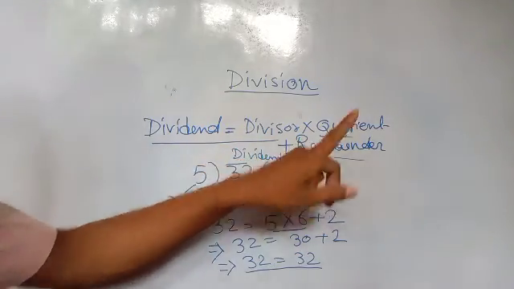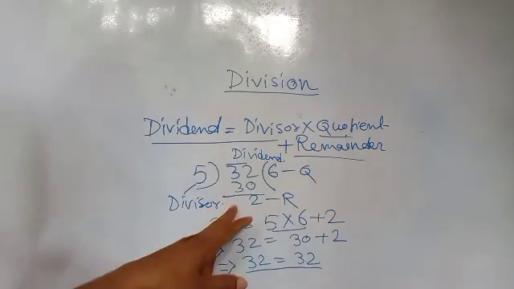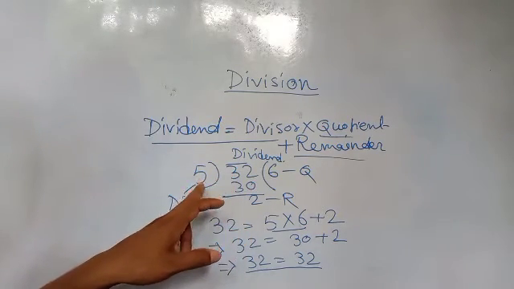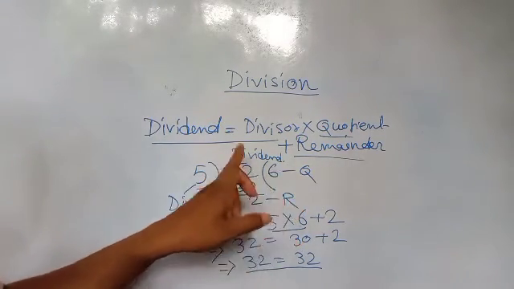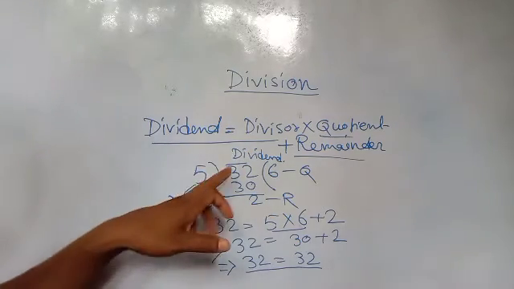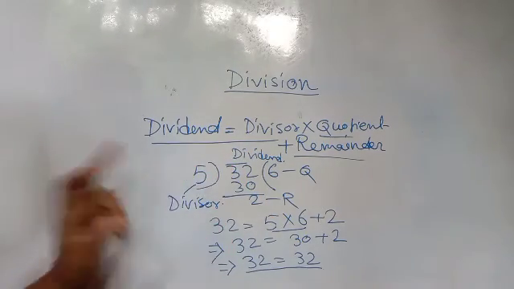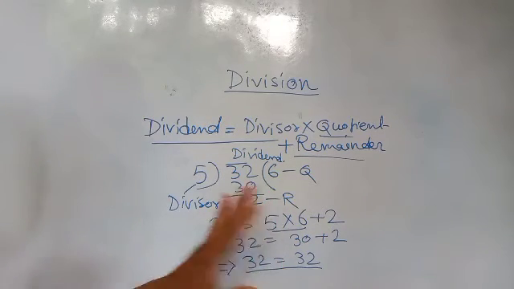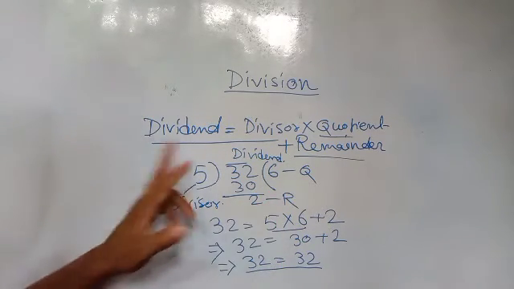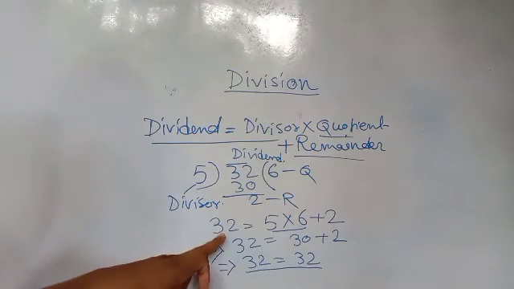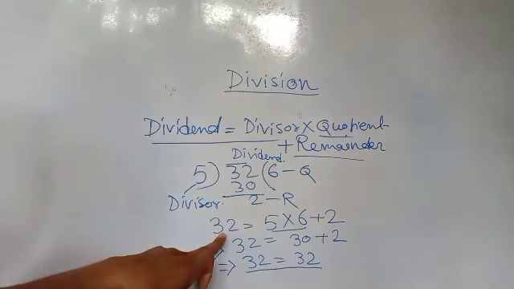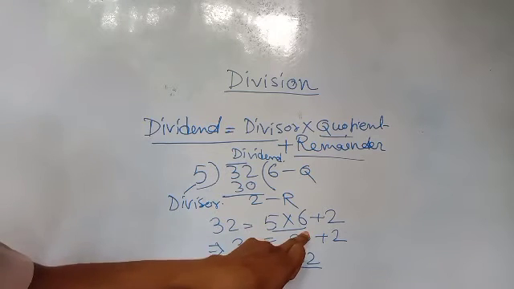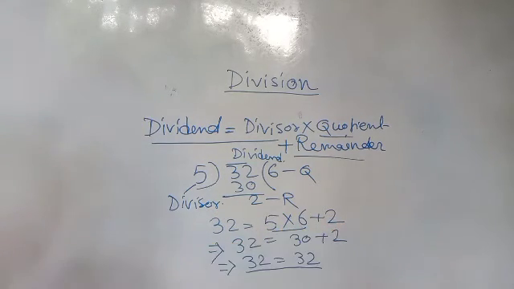Dividend equals divisor into quotient plus remainder. So first of all, you do the division, because dividend and divisor will be given to you. Quotient and remainder you have to find out. So find out first the quotient and remainder, then put the value of dividend, divisor, quotient and remainder into the formula.